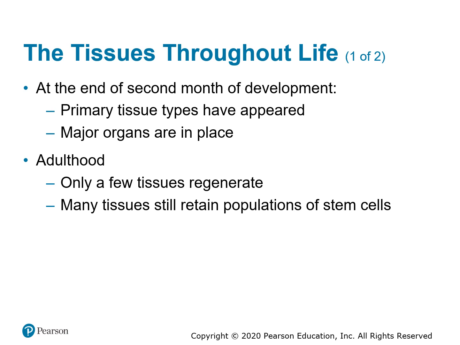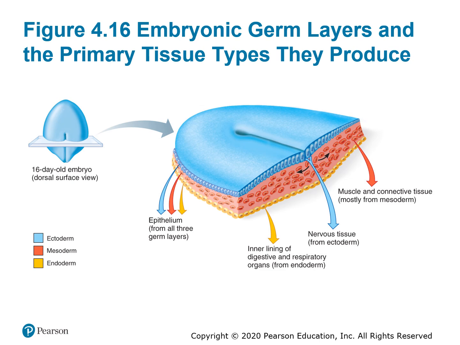This is kind of in adulthood, throughout life. At the end of your second month of development, so this is alien baby stage, or alien stage 1, most of the primary tissues have appeared. Most of the major organs are in place. That's kind of where we're at. In adulthood, not a lot of your tissues regenerate. That's kind of what I was saying earlier. But a lot of them still have stem cells, so they can regenerate if they have that capacity. This is the germ layers. We talked about that and what they produce.